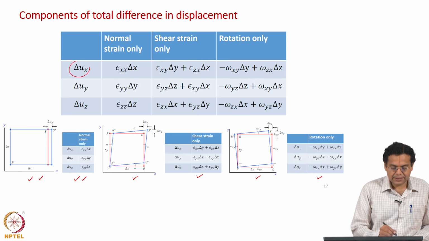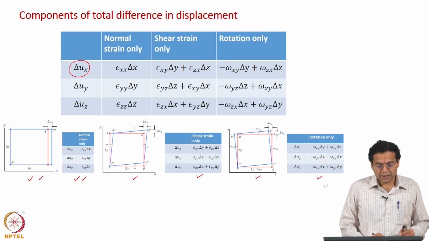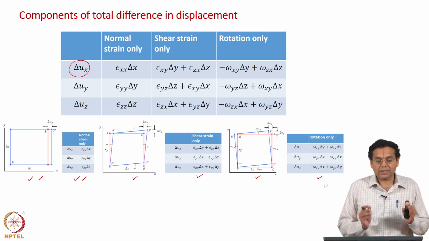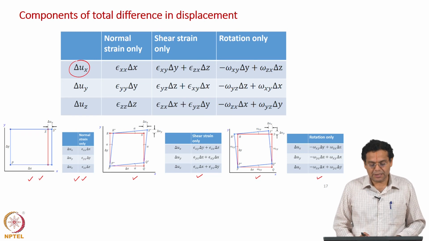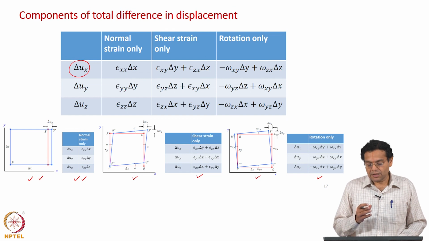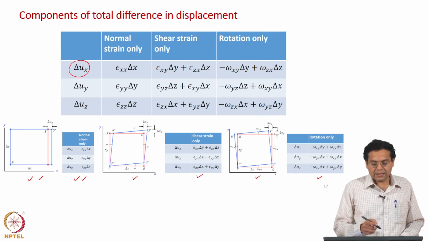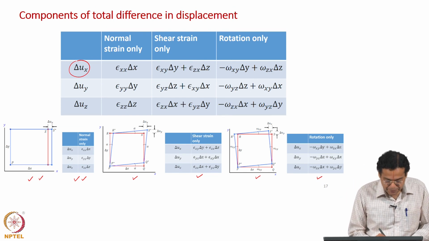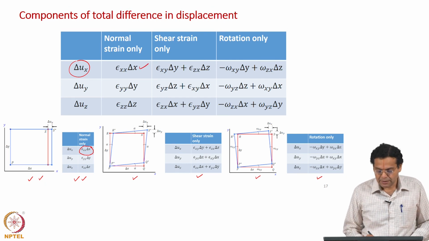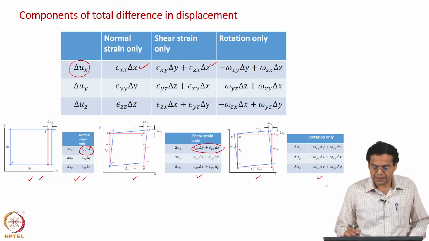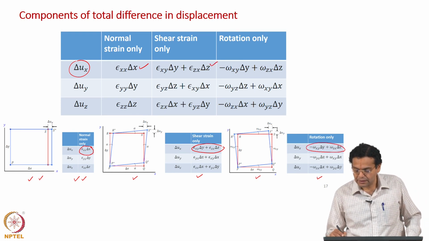Written delta u x, this delta u x, what is written here is the total difference in displacement, that is the left hand side. Now the right hand side, you have 3 columns for, let us say, normal strain only, shear strain only, rotation only, and picked up components from here, epsilon x times delta x is written here, and then taken the first row here and these components are written here and these terms are written here.